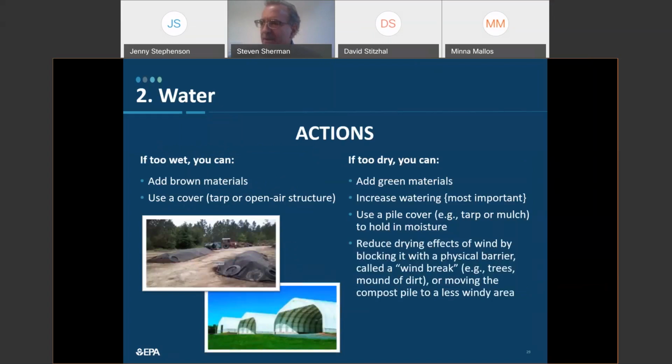Just a finer point: the composting material about a foot deep inside the pile should be as wet as a wrung out sponge. So damp, but not dripping wet. And that can be a fairly reliable test.